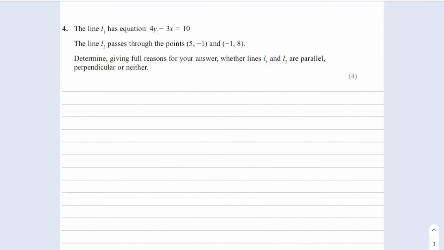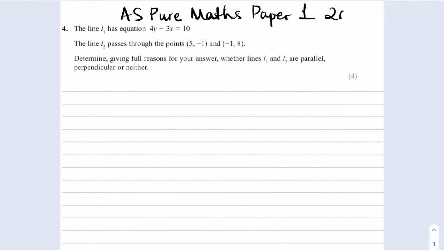In this video, we're going to look at the answer to this question. This is question 4 from the AS Pure Maths paper, paper 1 in 2018. So it's a coordinate geometry question, specifically to do with straight lines. And it says the line L1 has equation 4y minus 3x equals 10.